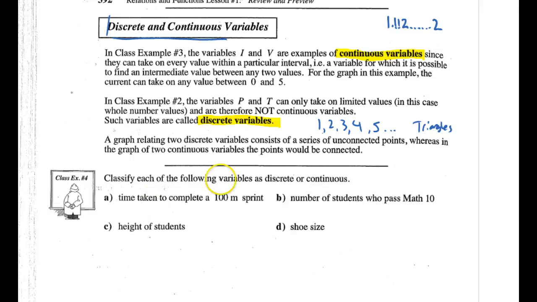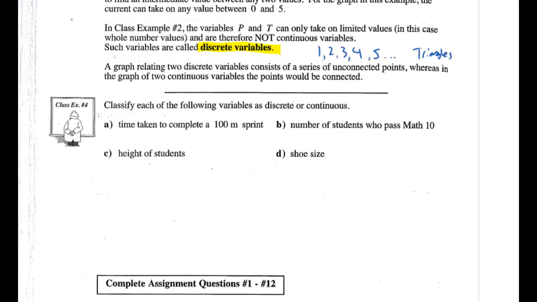Classify each of the following variables as discrete or continuous. Time taken to complete a 100-meter sprint. Well, that is a continuous variable because, for example, if I measure somebody's time, I might get 12 seconds. But if I get a really precise measuring tool, it might be 12.5. If I get an even more precise stopwatch, it might be 12.54, and it might be 12.4537 8.